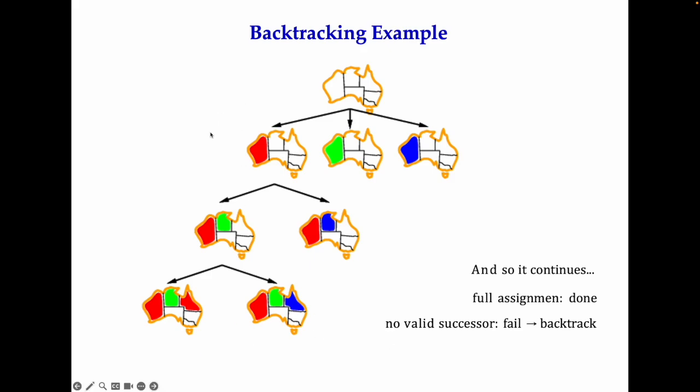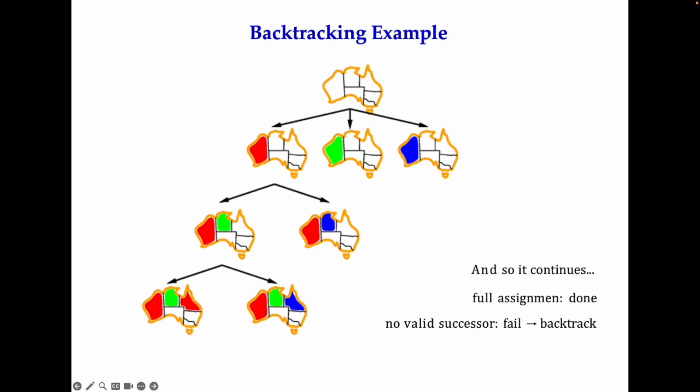However, if you continue like this, at this point you reach a failure in your search, right? Because if you color Queensland blue, now if you look at South Australia here, you have no options left. No value is left to color this region because it cannot be red because of Western Australia, it cannot be green because of Northern Territory, and it cannot be blue because of this region.